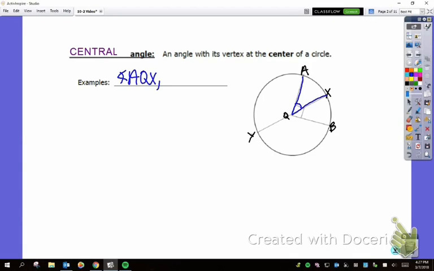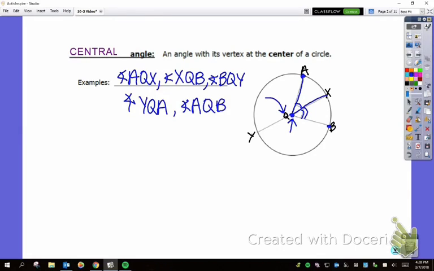Now you can continue in this similar fashion as you go around the circle. So the next one that we would have would be angle XQB. That would be this angle. Then we could have angle BQY. That would be this angle. Then we have angle YQA. And those are our 4 most visible angles. This would be that last one that we're talking about. Now, there's one more that we have here, which would be from A to Q to B, which would also be considered a central angle because the vertex is Q. Okay, so those are your central angles in the center of our circle.